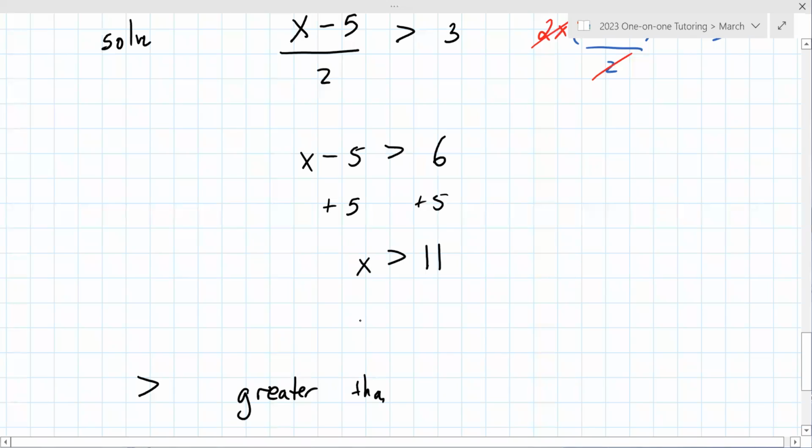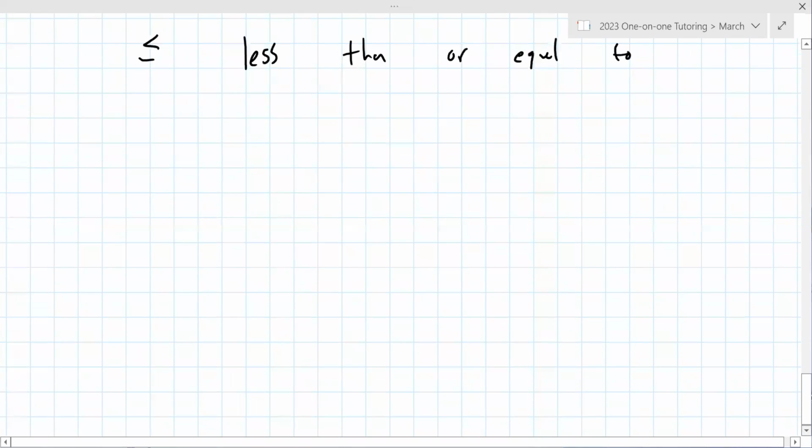Is 11.1 greater than 11? Yes. That is true. Okay. Is -5 greater than 11? No. That's false. Okay, good, very good. All right, let's try another one here.